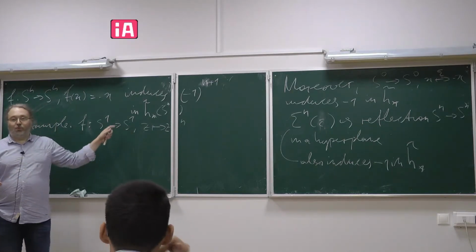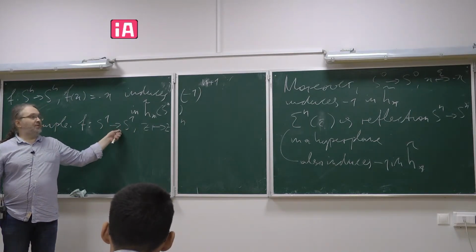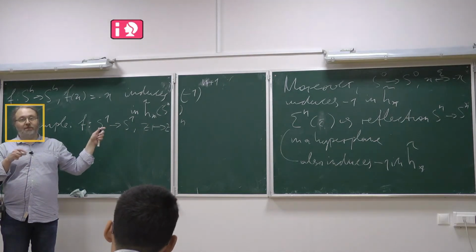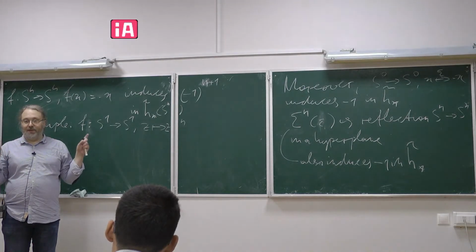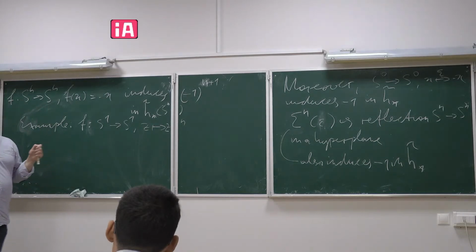This time we're not able to say that this is the suspension of anything, because S0 only has 2 points. We are just changing the angle of points. If a point is on the circle, then it's making some angle with the center, and we are raising a power, z goes to z to the power n, so the angle is changing.